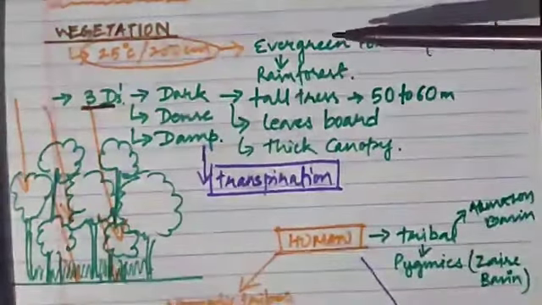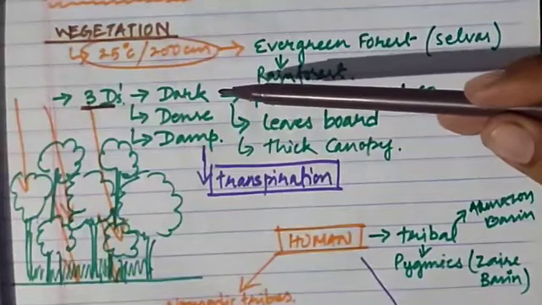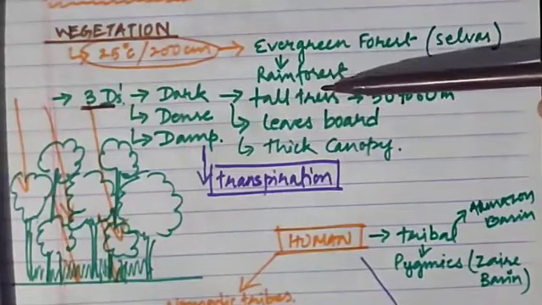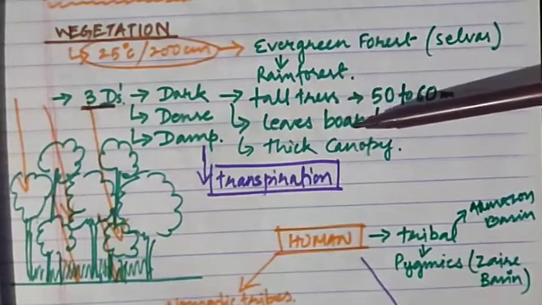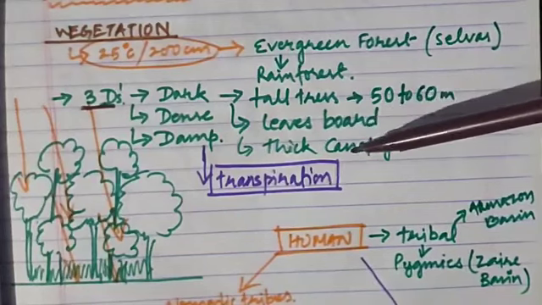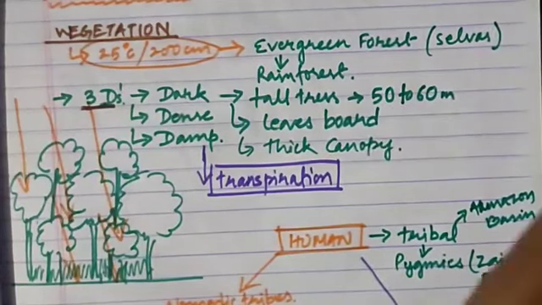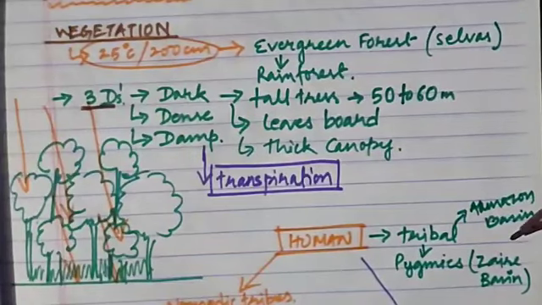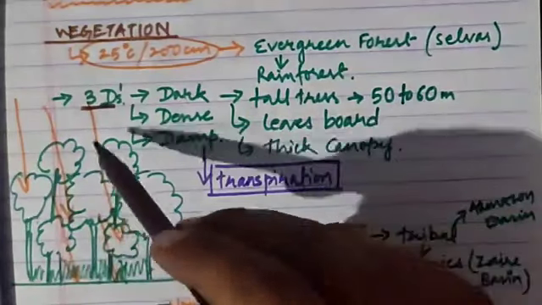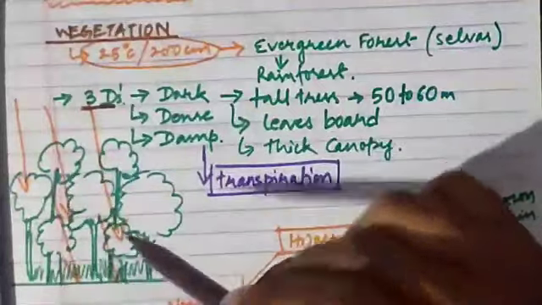So now, why is this forest dark? The reason behind that is this forest has very tall trees. The leaves are very broad, and they have a very thick canopy also. Now tall trees can grow up to 50 to 60 meters in height. As you can see over here, I have drawn a small diagram also.